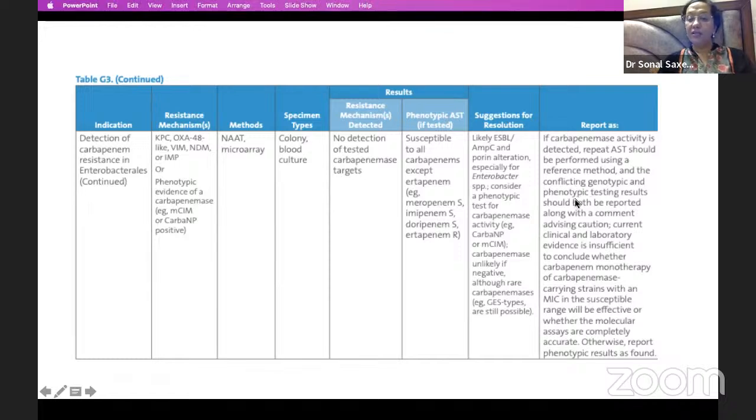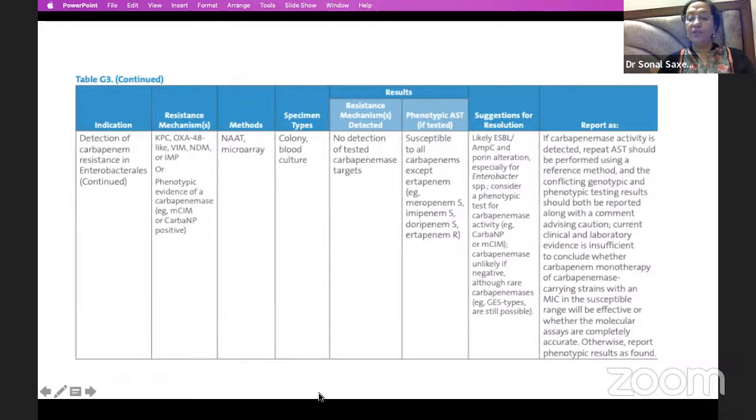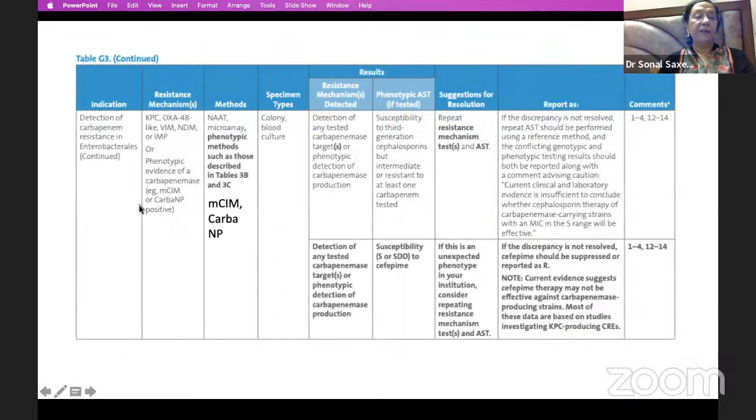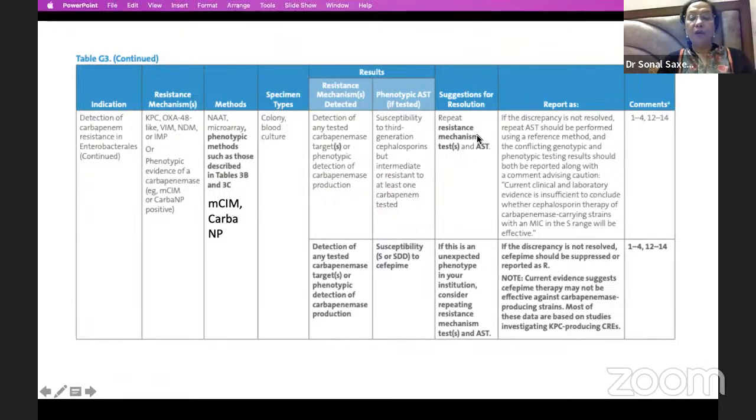If not, and there are still conflicting reports, then you have to be very careful about whether carbapenem monotherapy of these strains will be effective if you give a single drug. Otherwise, you can report phenotypic findings. Again, the same thing. If you're doing maybe a colony or a direct blood culture and you find that phenotypic methods such as those described in B and C, that is Carba-NP and mCIM, are there. The bold one is in addition to CLSI M100 34. The previous one was there in the previous versions also.